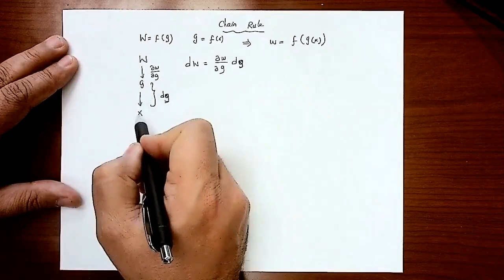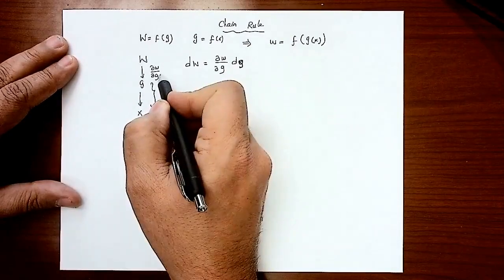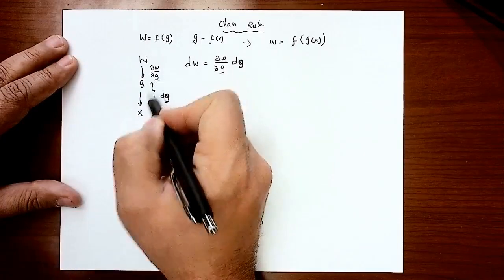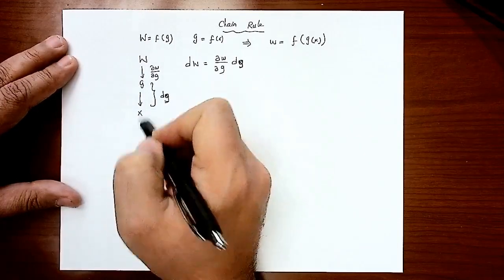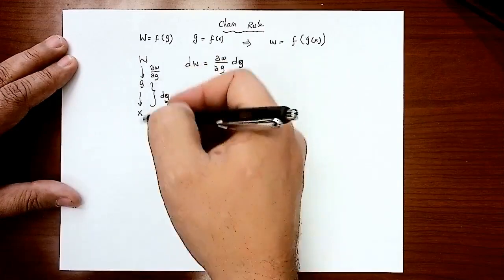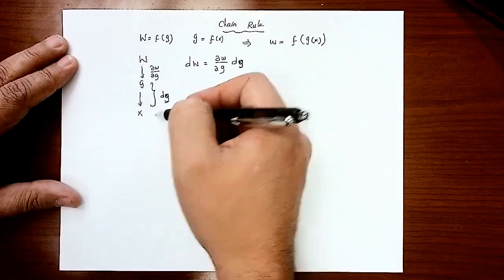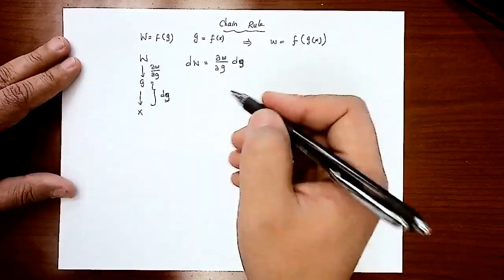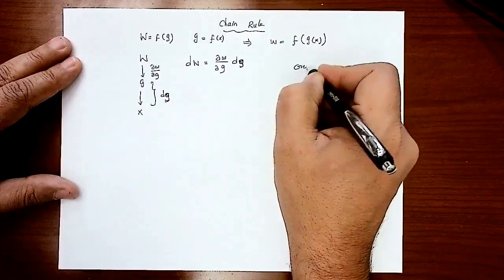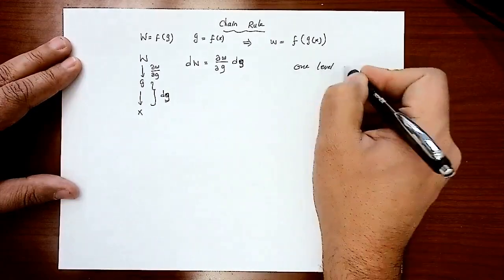Because G only depends on X. What's partial for the G? Because W changes relative to G, and G depends on another variable X. So it's partially dependent on G, okay? There is a downstream dependency on another variable. We call that a single level or one level chain rule.